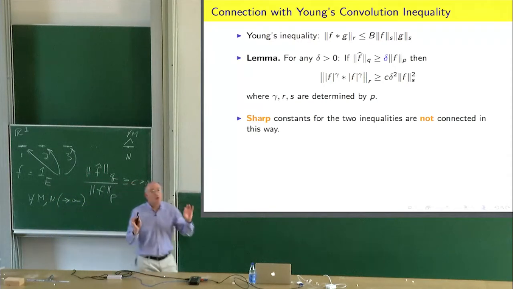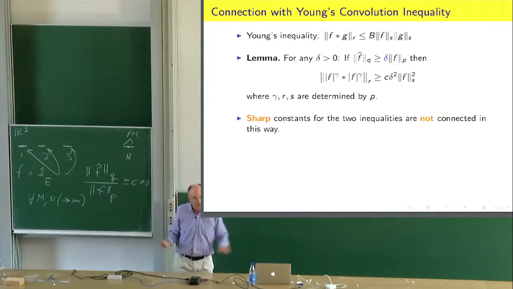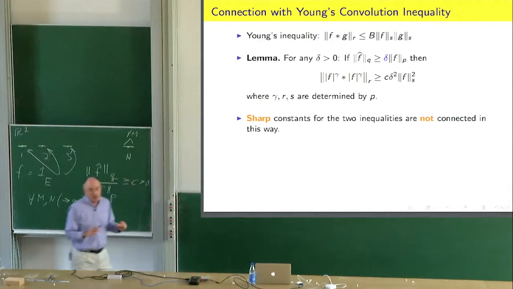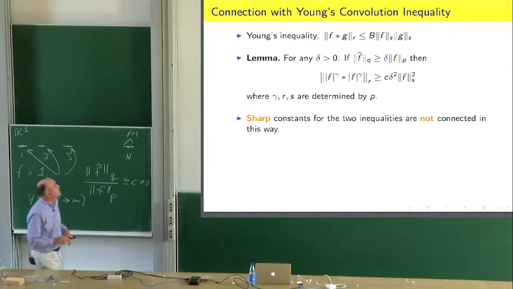Okay, now sharp constants for the two inequalities are not connected in this way. There are certain cases where you can go from one to the other, but for the full range of exponents, it's not the case that you can connect near extremizers for one to near extremizers for the other in a simple way.